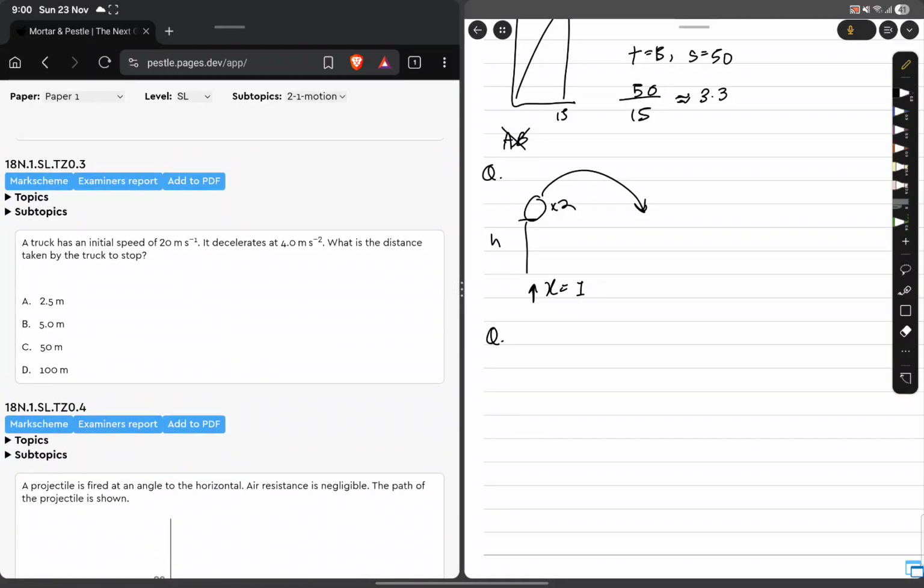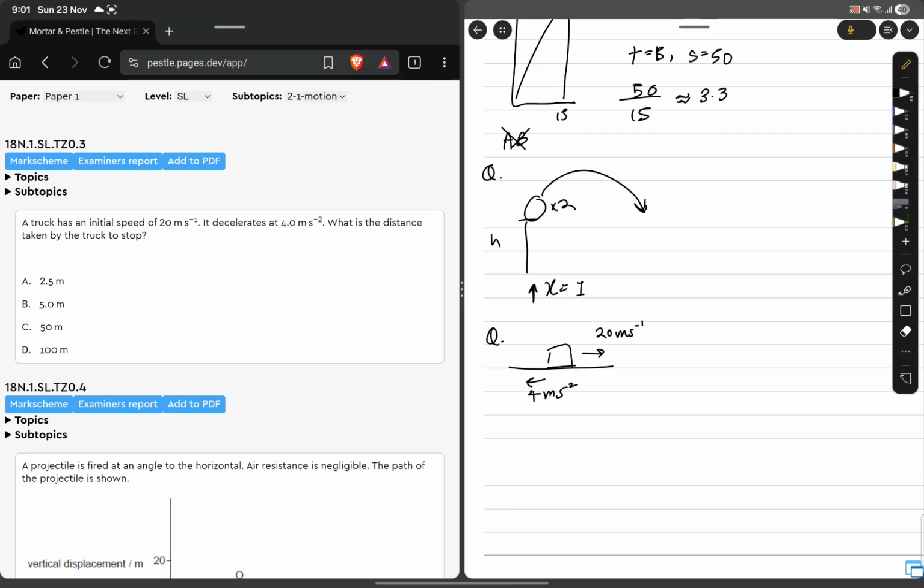The truck has an initial speed of 20 meters per second. It decelerates at 4 meters per second squared. What is the distance taken by the truck to stop? This is another written question.